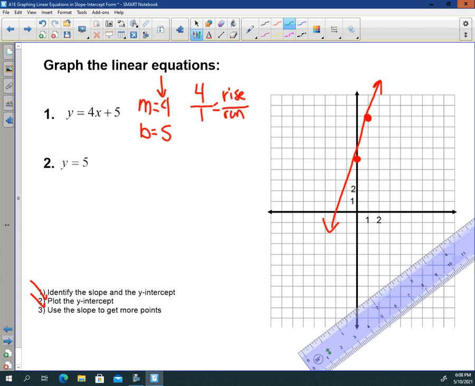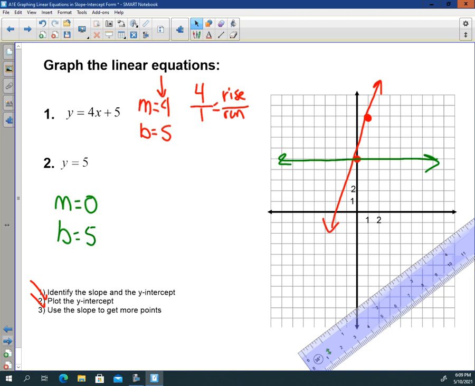Now remember what this looks like. Y equals 5 is a horizontal line at y equals 5. So we know that the slope of this thing is going to be 0 because there's no x there, which means there's no slope. And then we know that this crosses the y-axis at 5. And so y equals 5 is right here. 1, 2, 3, 4, 5. It goes right across right there. Done. Even with those horizontal and vertical lines, we can still use these steps.